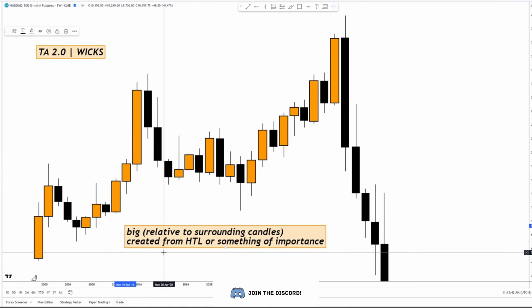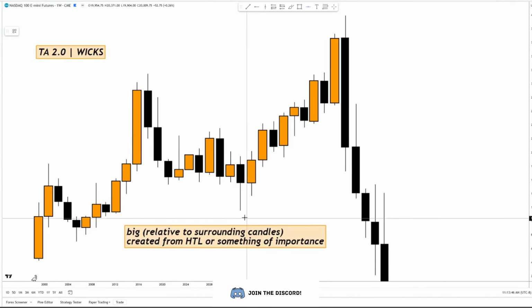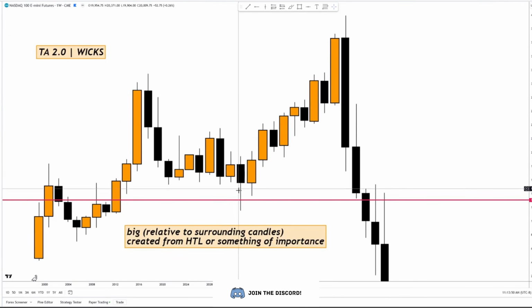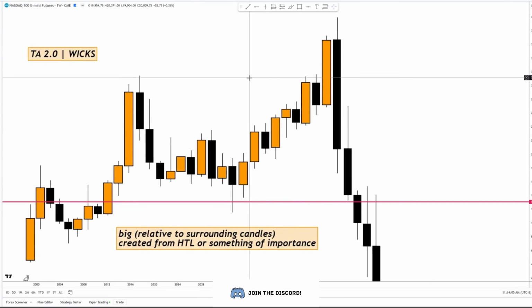and they're created from a test of a high time frame level. So you could imagine, for example, like this middle wick. In this case, you traded down into it, you push through it, you close the candle body above, you create this relatively big wick from the test of a high time frame level, and the wick is relatively big compared to the wicks around it. This would classify as one that I would look at, versus something like this candle right here.